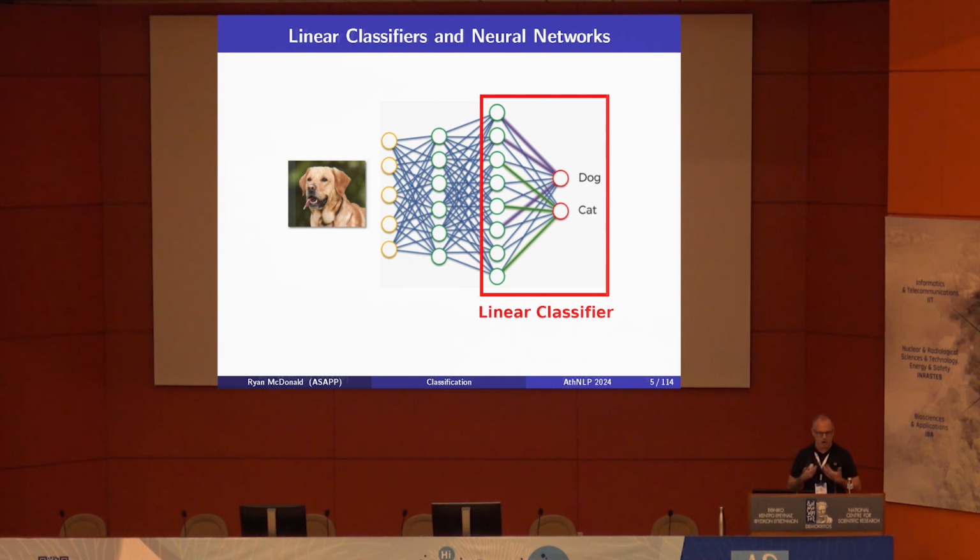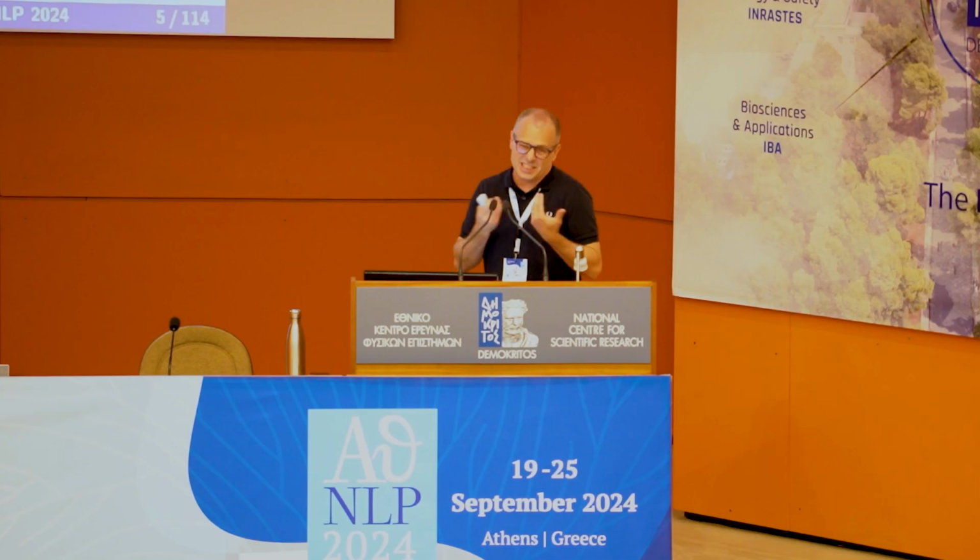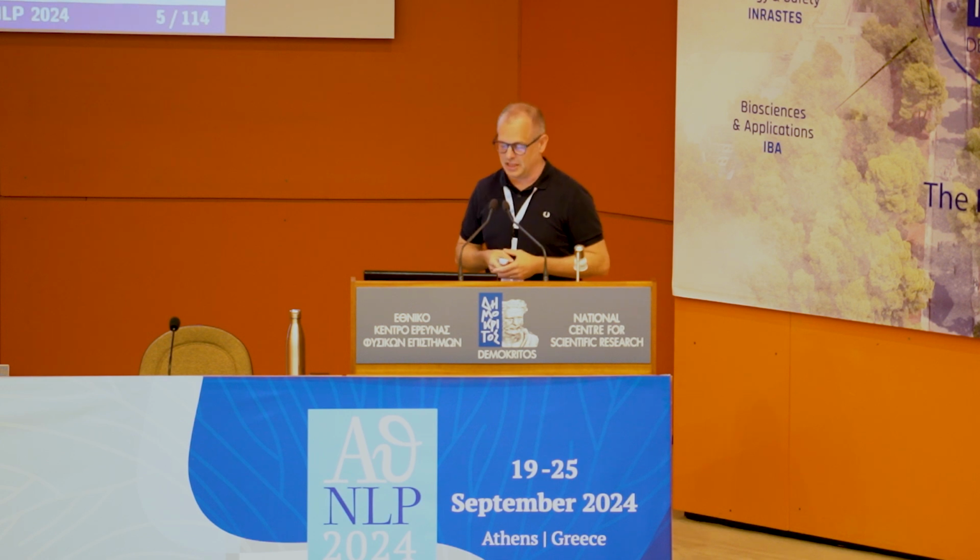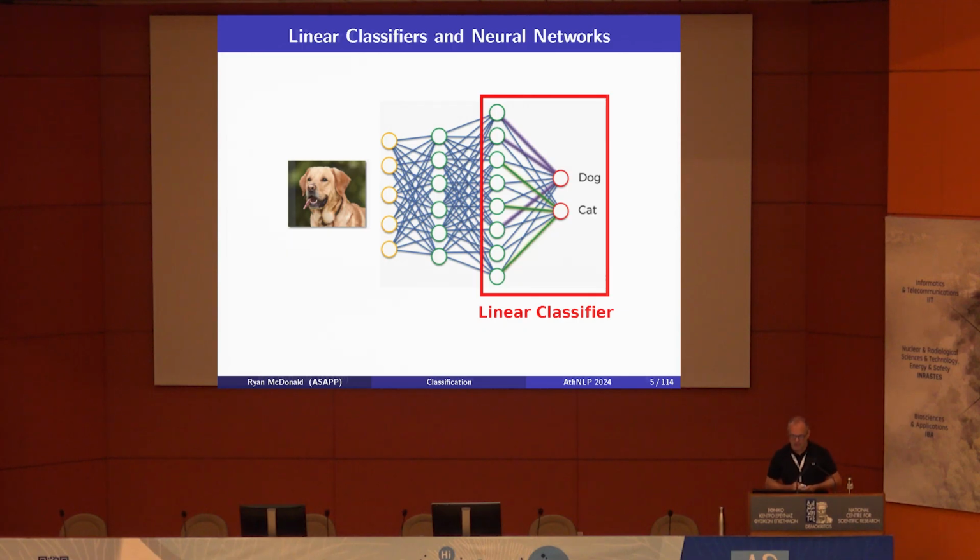In all modern neural networks, all neural networks that we usually use commercially, this last layer is a linear classifier, and it's actually one of the most important layers in the network. So studying this and understanding this is important.